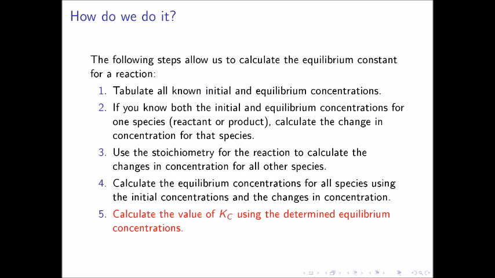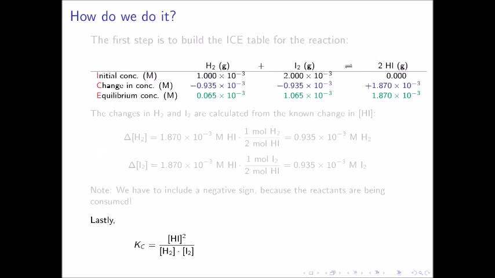Our final step is to calculate the value of Kc using the determined equilibrium concentrations. Our Kc expression includes the concentration of HI squared in our numerator and the concentration of H2 times the concentration of I2 in the denominator. We can substitute the values in from the equilibrium concentration row of our table and calculate that our Kc value is 50.51.